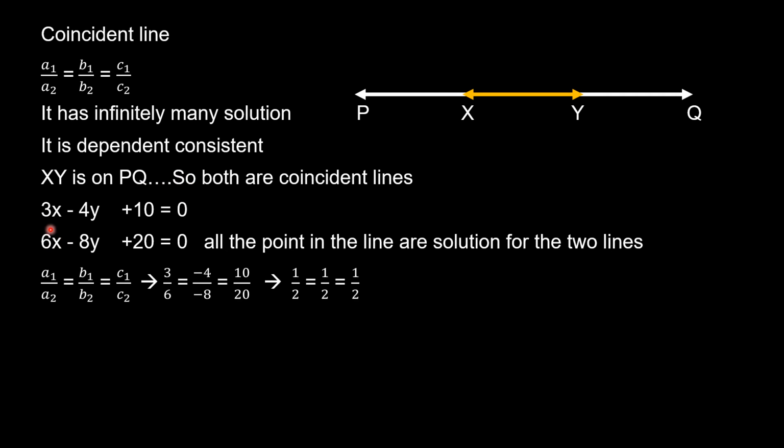So see here the equation 3x minus 4y plus 10 equal to 0, 6x minus 8y plus 20 equal to 0. First you take a1 by a2, 3 by 6, then b1 by b2, minus 4 by minus 8, then c1 by c2, 10 by 20. Cancel, you will get 1 by 2 equal to 1 by 2 equal to 1 by 2. That means that these two lines are coincident. So these conditions and properties you should study. Then only you can solve the problems related to these three types of lines.